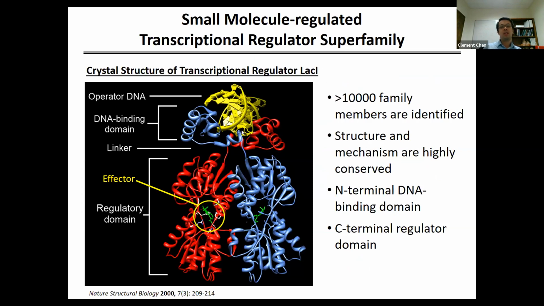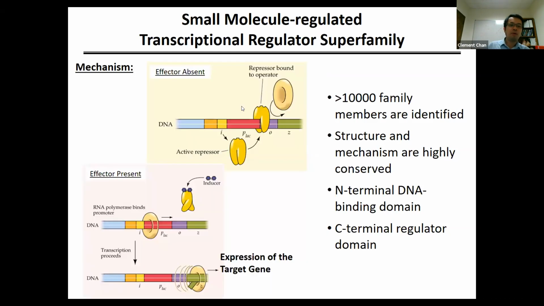So all these proteins have an N-terminal DNA binding domain that binds to a specific sequence of DNA. We call them operators. And they also have C-terminal regulatory domains that bind to specific small molecules. We call these small molecules effectors because the presence of these small molecules can affect the binding affinity of the protein to the DNA. So these proteins actually control gene expression, and their functions and mechanisms are also quite simple.